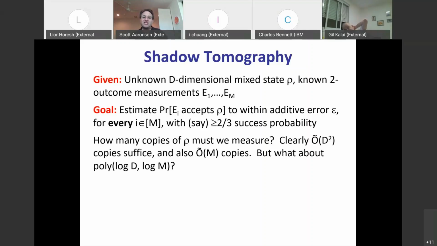Okay, so in that case, D and M are both exponential, but we might ask, could we still achieve this task of shadow tomography using a number of copies of rho that is polynomial in the number of qubits? Or another way to ask it is, could we do this with a number of copies of rho that grows polynomially only with log D and log M?